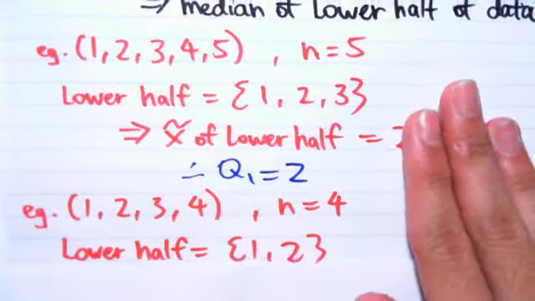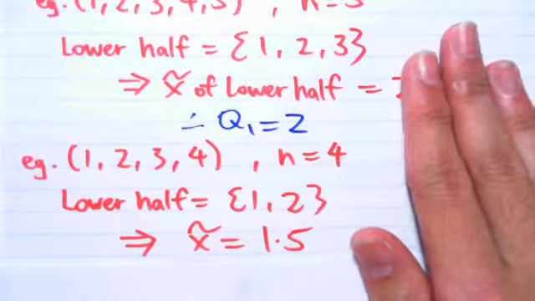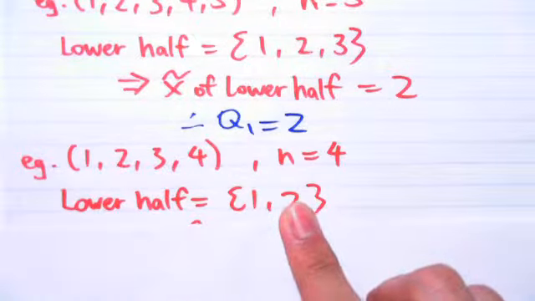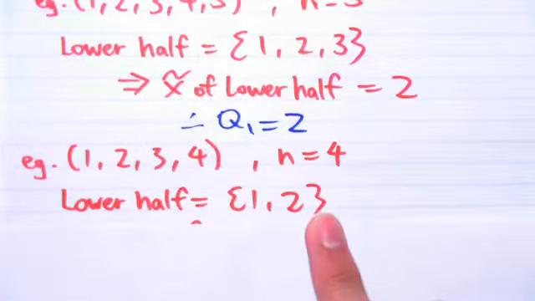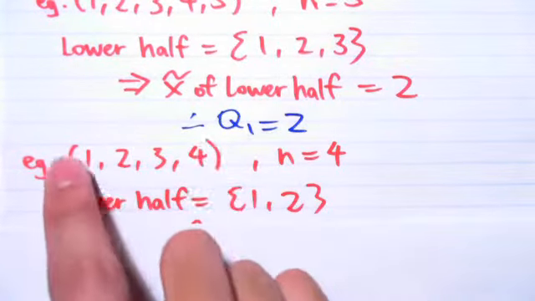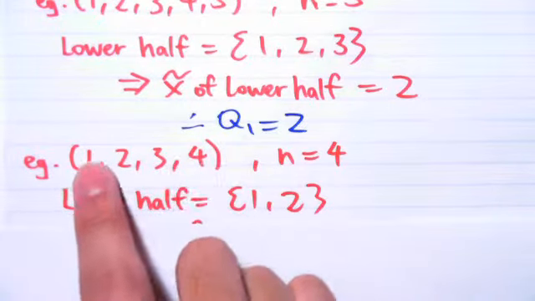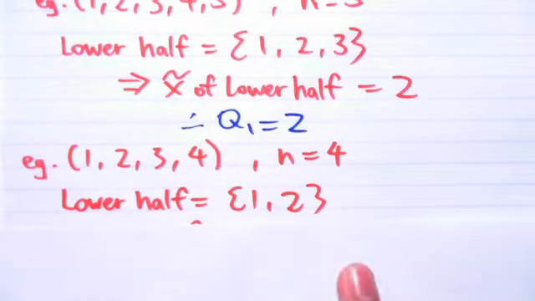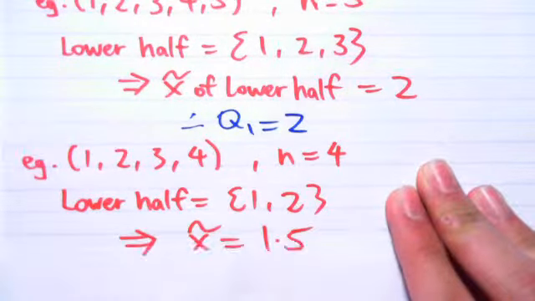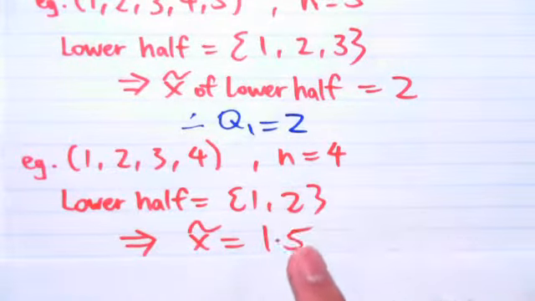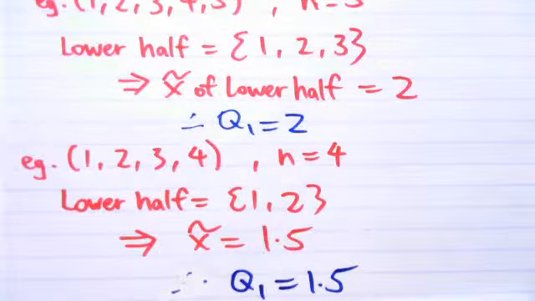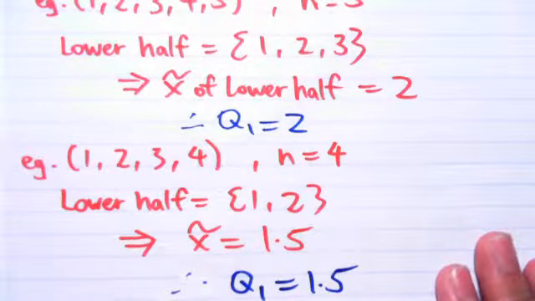Again, we're looking at our special case. If we had 1, 2, 3, 4 as our sample set, and our sample size is 4, firstly we identify the lower half, 1, 2. The reason why 2.5, our median, shouldn't be included in our lower half set is because the median wasn't in our original big set at the beginning. It wasn't a value that we received in the original set. So our lower half is 1, 2. We take the median of 1, 2, which is 1.5, and we can conclude that the lower quartile, Q1, is 1.5.